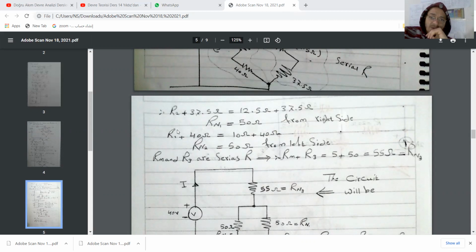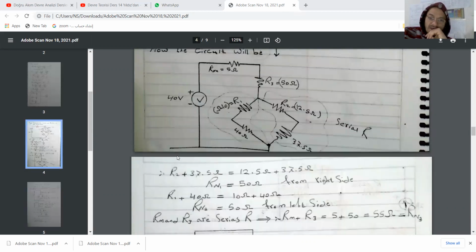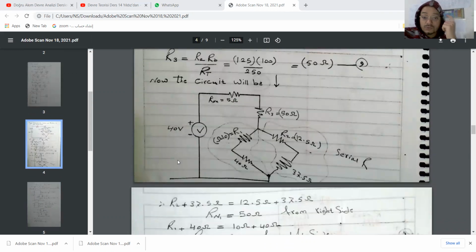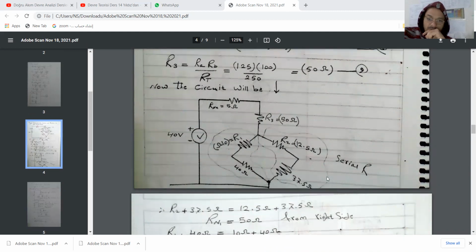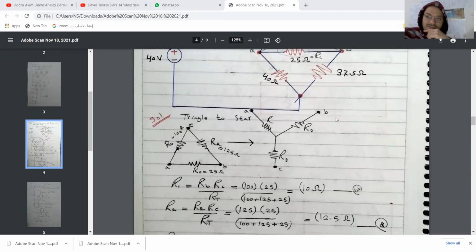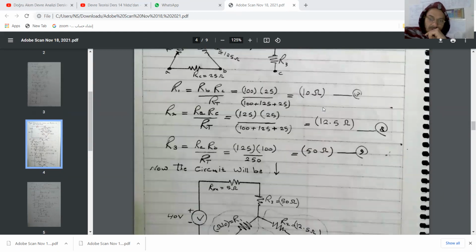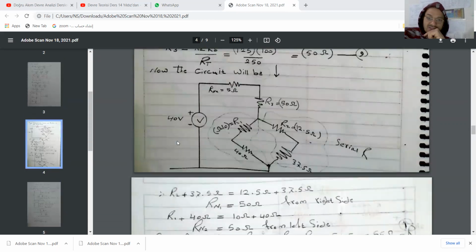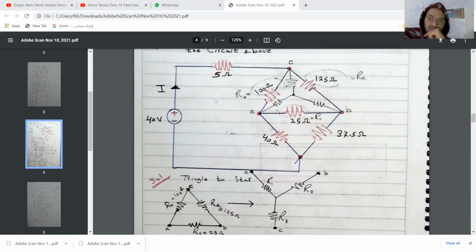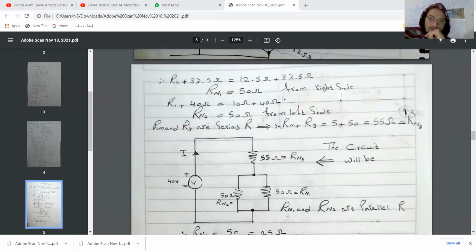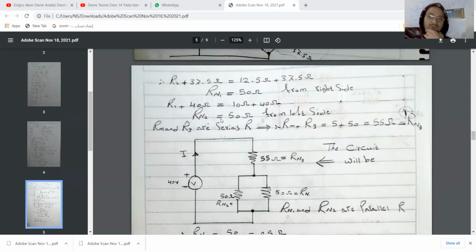Here, for example, R2 with 37.5 to calculate the new resistance number one equal 50 ohm, because here R2 plus 37.5, that means these two resistances are series resistance, because that we calculated R1 plus 40 ohm, R1 is here plus 40 ohm because all of these are series. R1n equal 50 ohm.